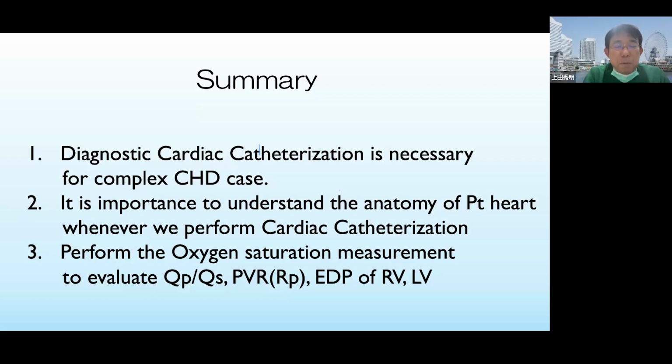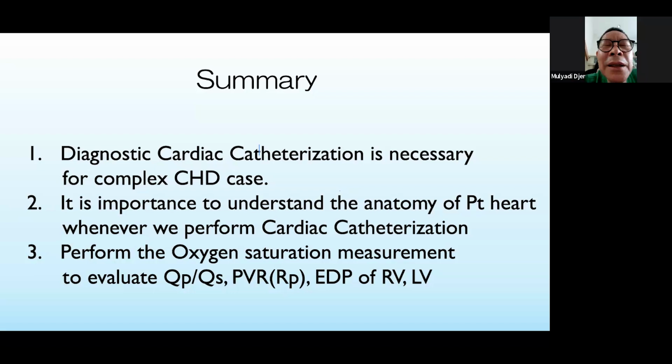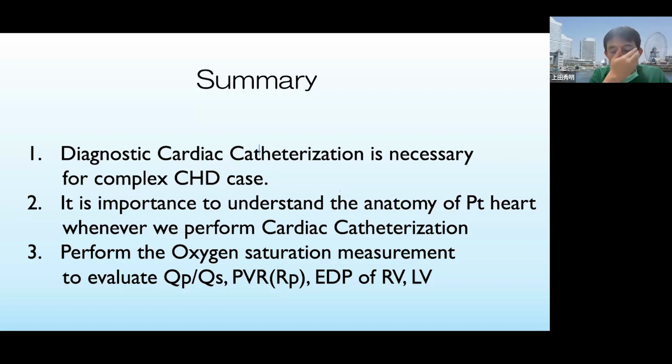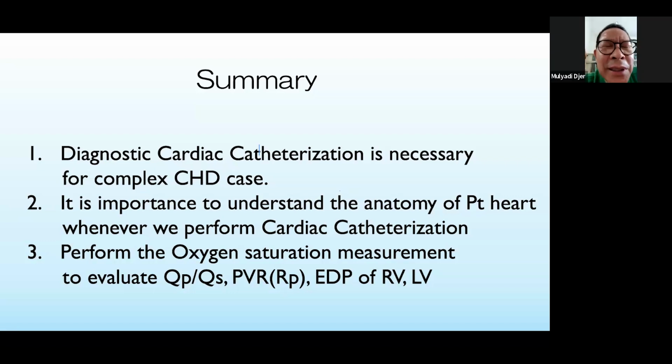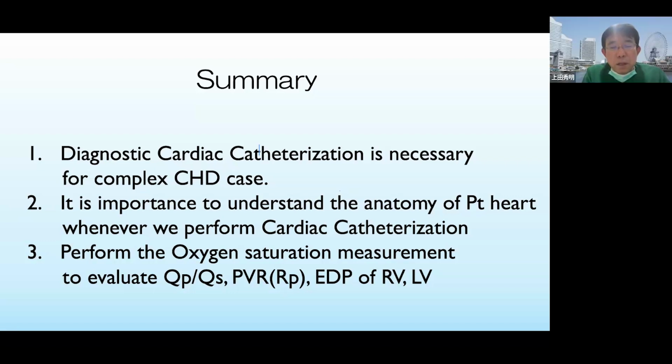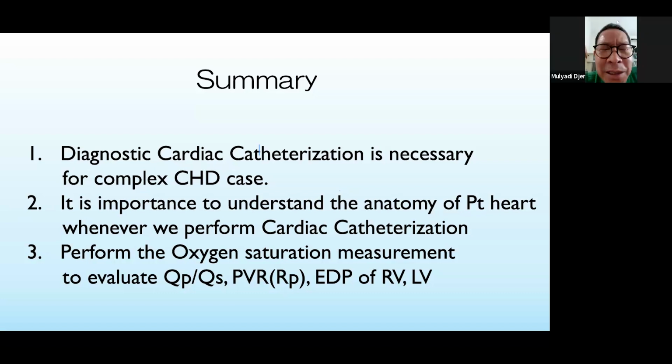Whenever we plan to do the BT shunt, or maybe we want to move on to the Glenn shunt, we always do the saturation measurement. Okay, like truncus, we know that the source of the blood to the aorta comes from one chamber. So in that case, do we need to do the oxygen test?